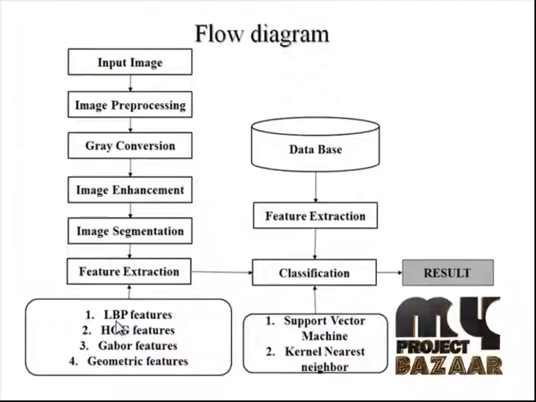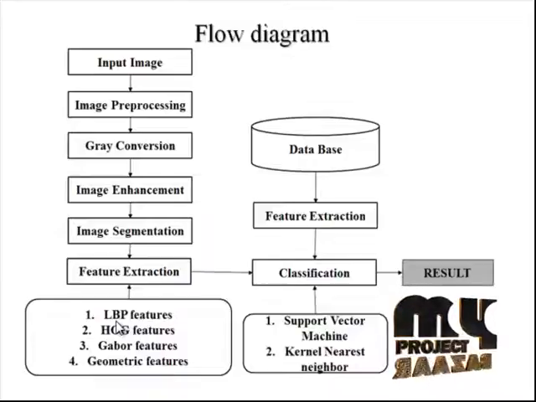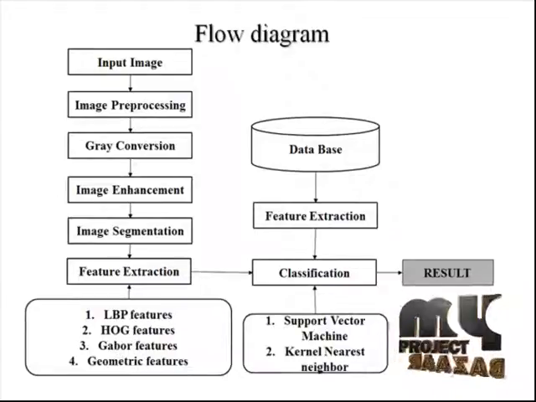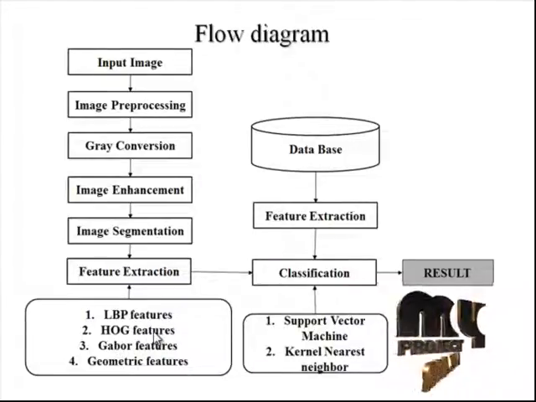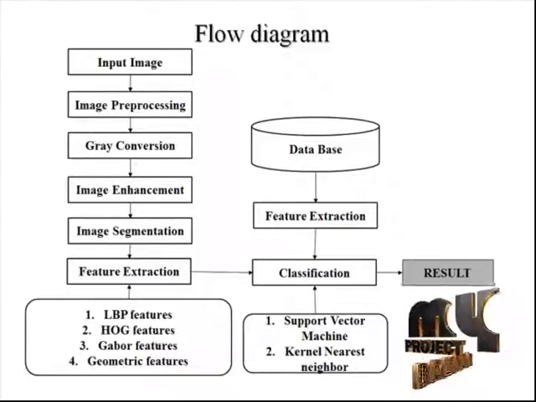Divide the examined window into cells. For each pixel in a cell, compare the pixel to each of its 8 neighbors. Next, HOG features are proposed. Histogram of oriented gradients is a feature descriptor used in computer vision and image processing for the purpose of object detection. This technique counts occurrences. Next, Gabor features are extracted.